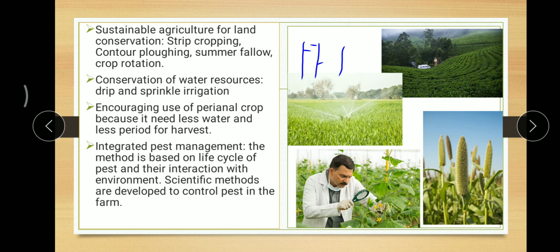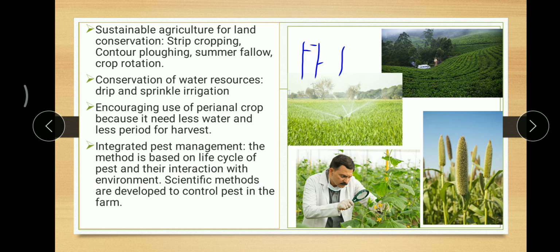So the whole life cycle is studied and observed scientifically and the solution will arrive from that. So there is a need to break the life cycle of these insects, and a scientific method should be developed to control the pest.